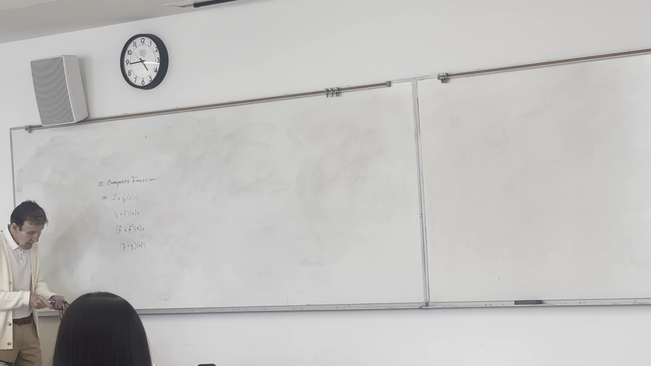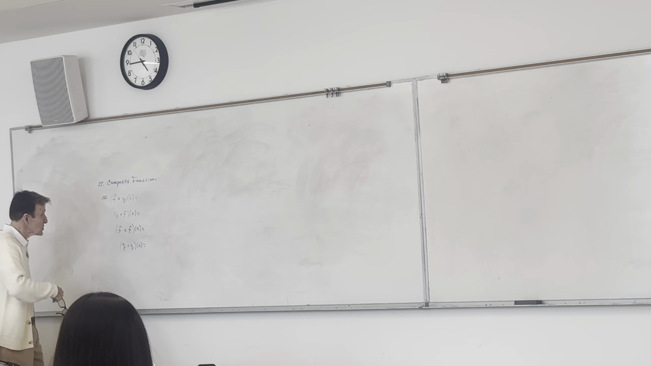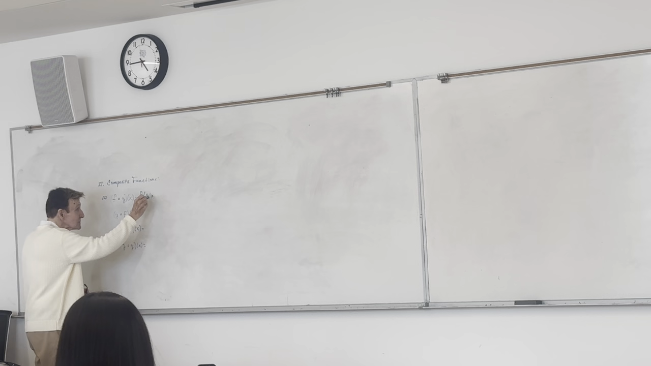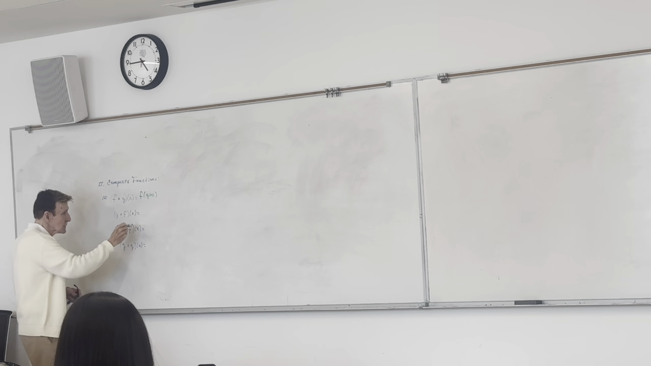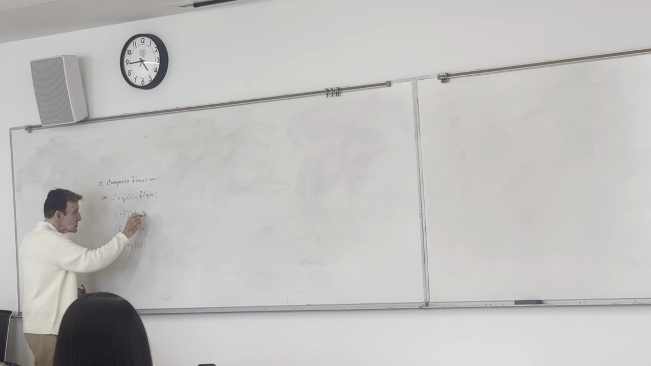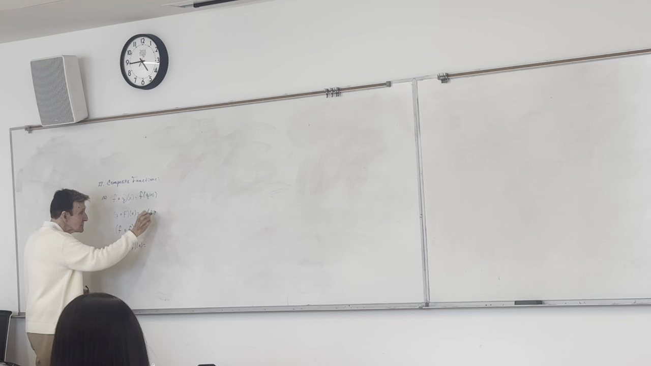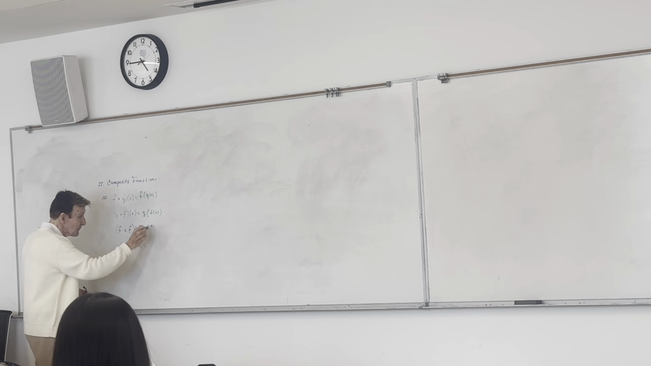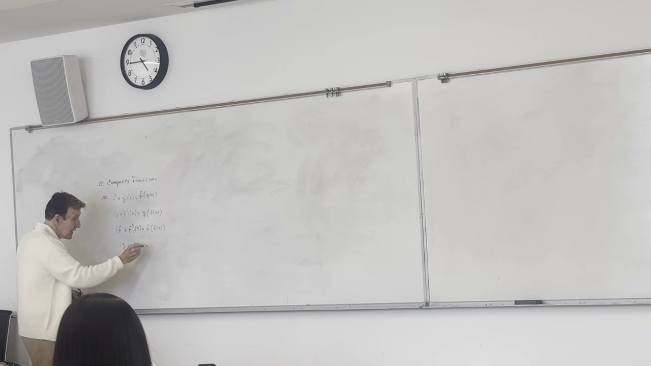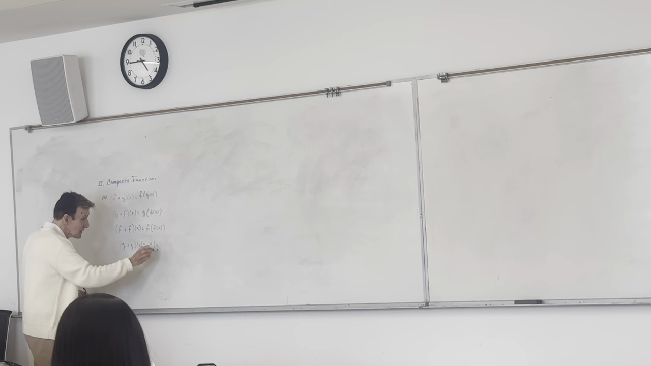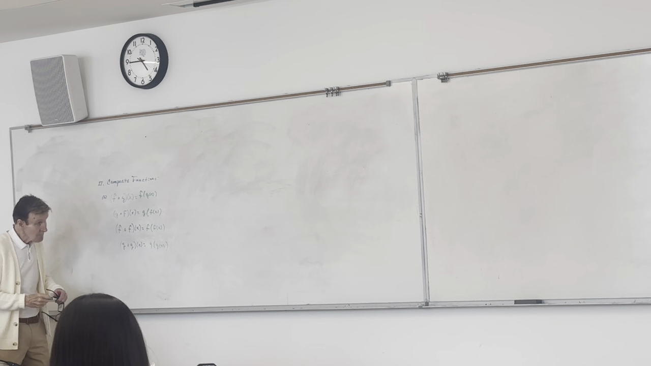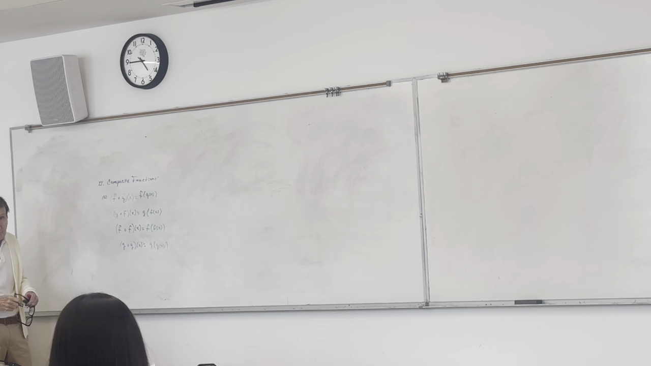Let's go back to the first one. F circle G means you have to find F of G of X. The next one, G circle F, you have to find G of F of X, which can get tricky. F with F, F of F of X. These are my definitions. And here's G of G of X. And those are my definitions.